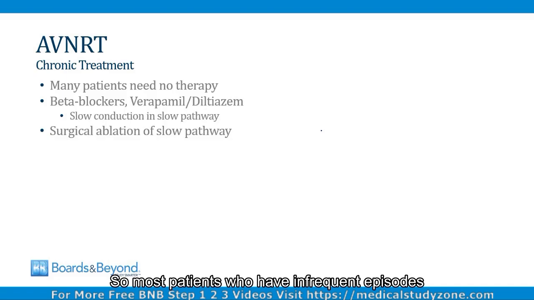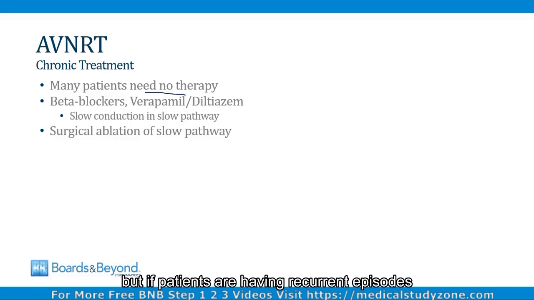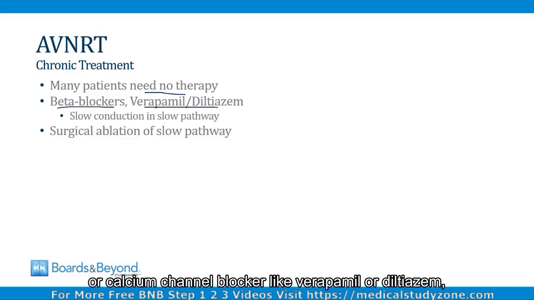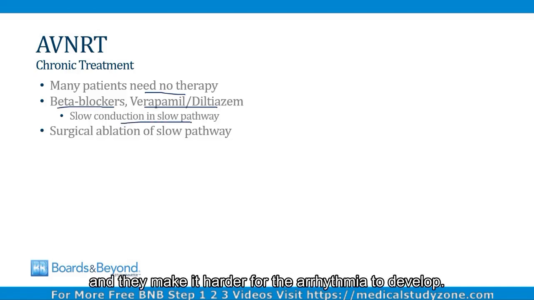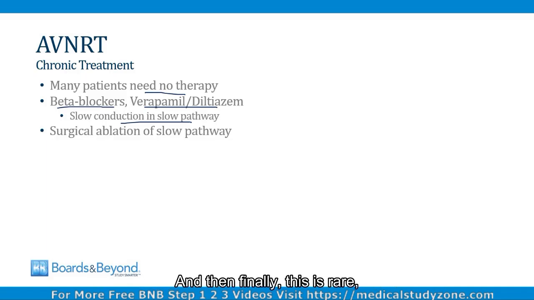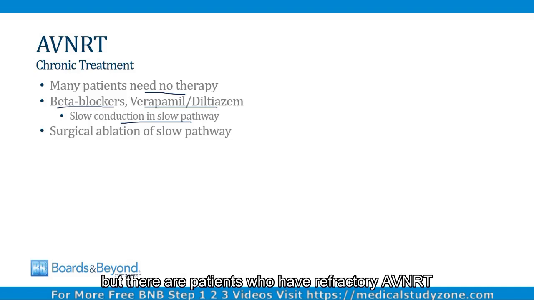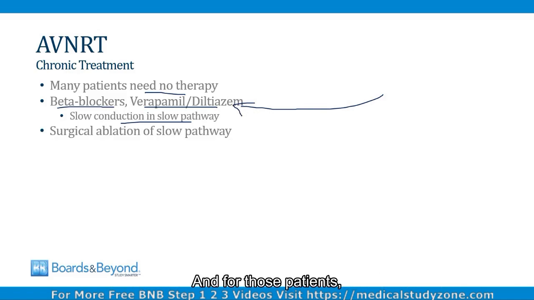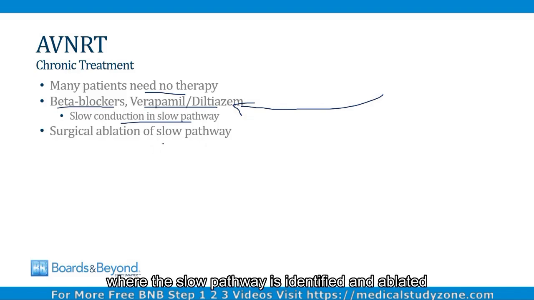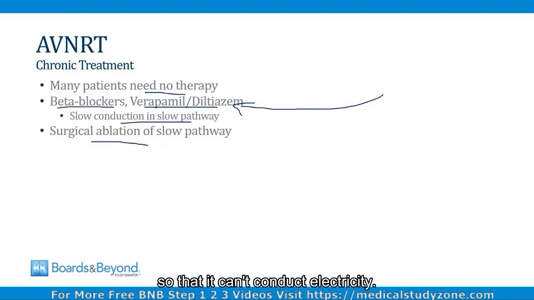So most patients who have infrequent episodes need no therapy, but if patients are having recurrent episodes of palpitations from AVNRT, you can give them a beta blocker or a calcium channel blocker like verapamil or diltiazem. All these drugs slow conduction in the slow pathway and they make it harder for the arrhythmia to develop. And then finally, this is rare, but there are patients who have refractory AVNRT that continues to occur despite taking one of these drugs. And for those patients, there is a surgical procedure where the slow pathway is identified and ablated so that it can't conduct electricity, and that eliminates the dual pathways and makes the arrhythmia AVNRT go away.